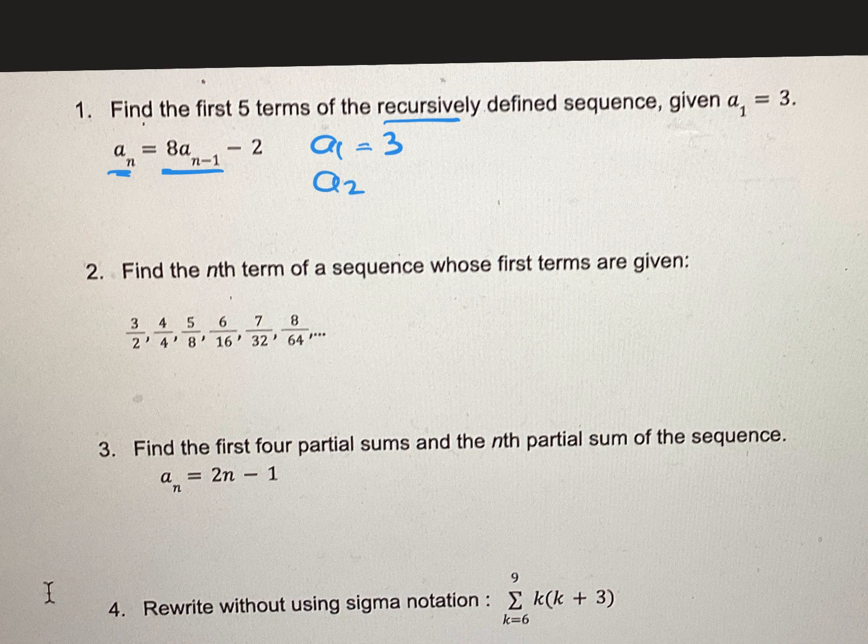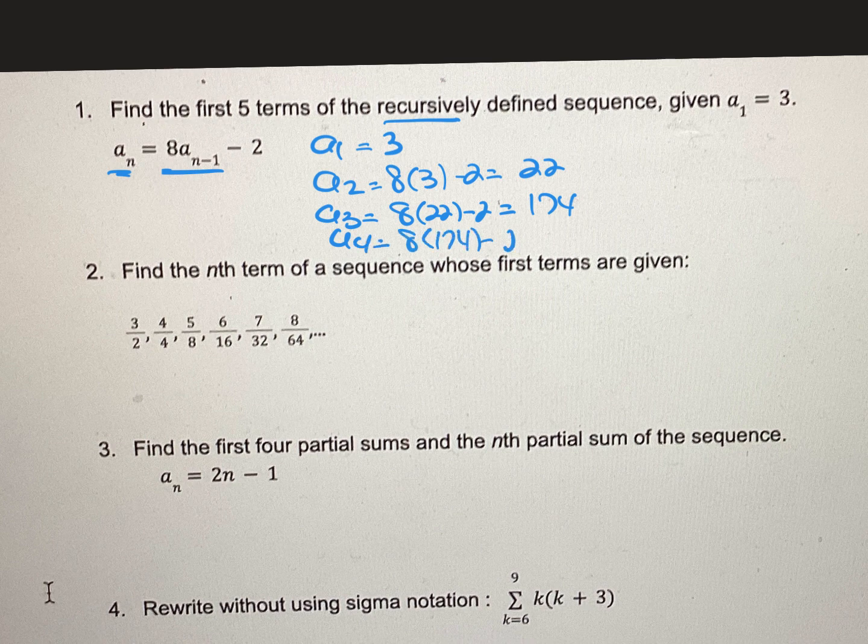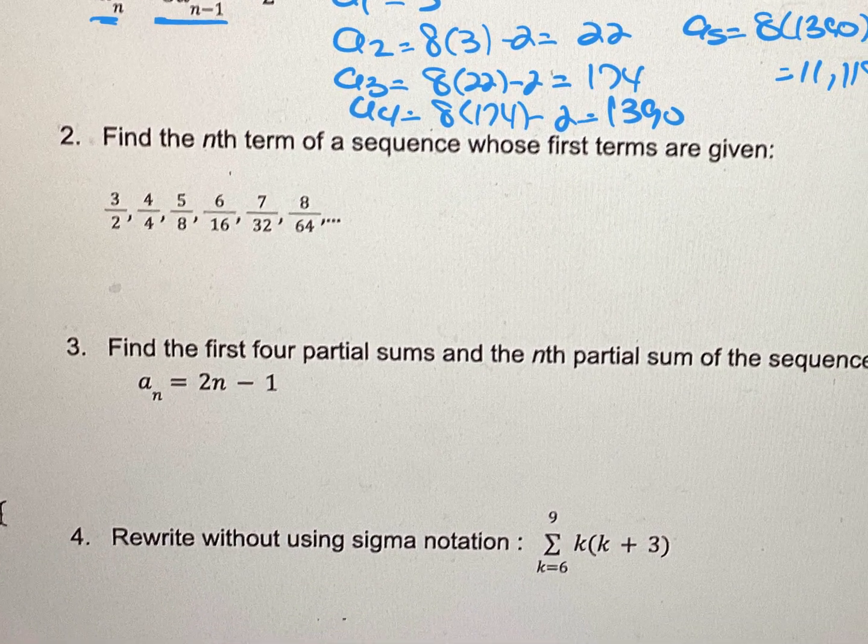So to find A2, I'm going to do 8 times the previous term, which is 3, minus 2, and get 22. To find the third term, same deal. 8 times the previous term minus 2, 160, 176, I think that's 174. The fourth term, 8 times the previous term minus 2, which is 1390. And the fifth term, last one, 8 times the previous term minus 2, which is going to be 11,118.